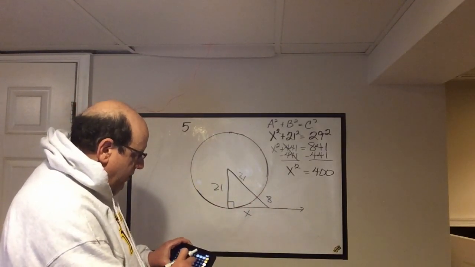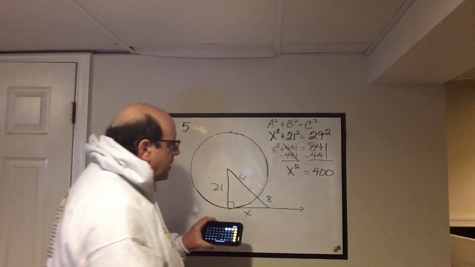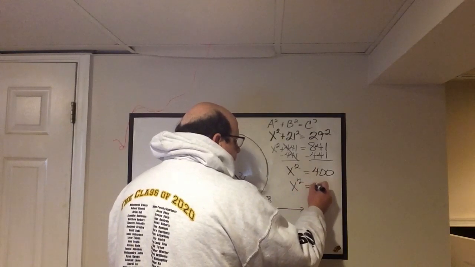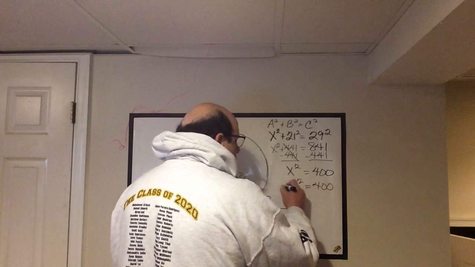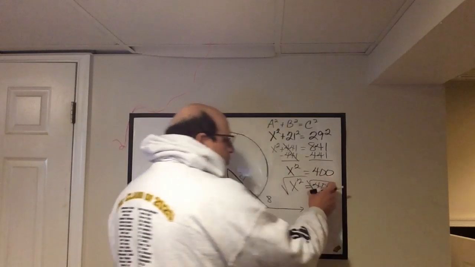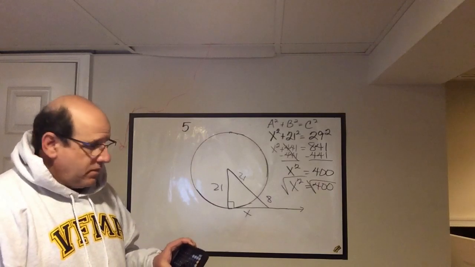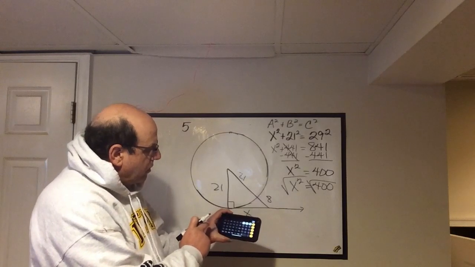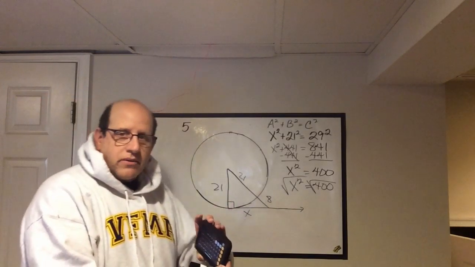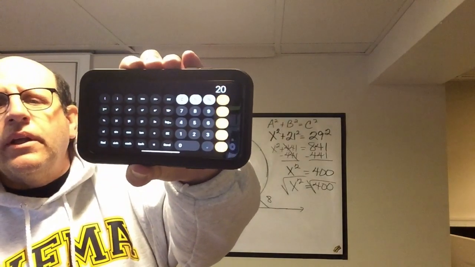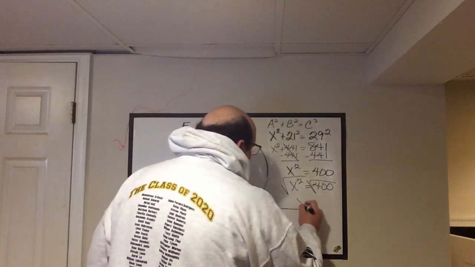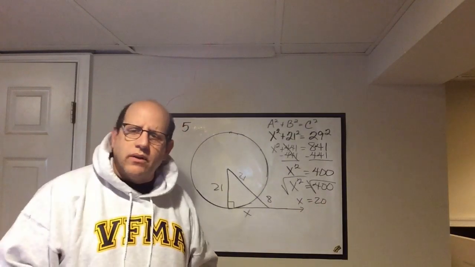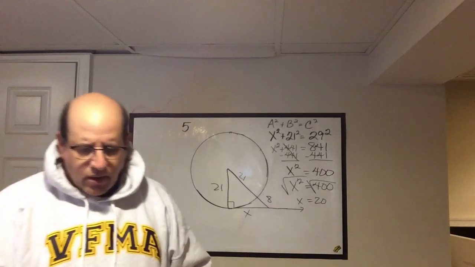I'm going to subtract it over here on my calculator, and I'm going to come up with x squared equals 400. And I'm going to rewrite it so I can do the math over the top of it. I already know in my head that the square root of 400 is 20, but I'm going to show you that that is the truth. I'm going to hit the square root button, and it is 20. I guess I have to show you. It is 20, so x equals 20.